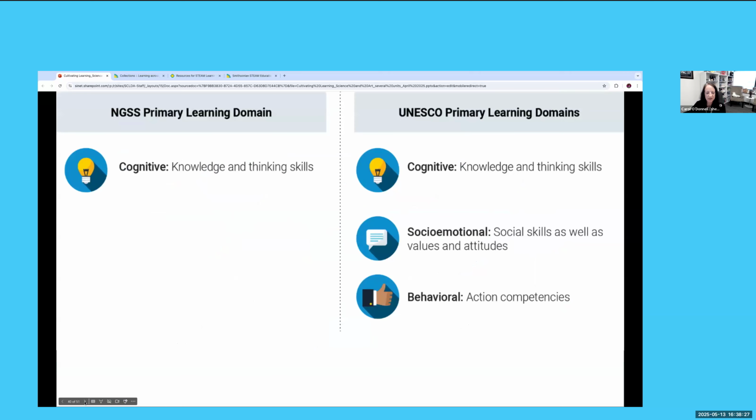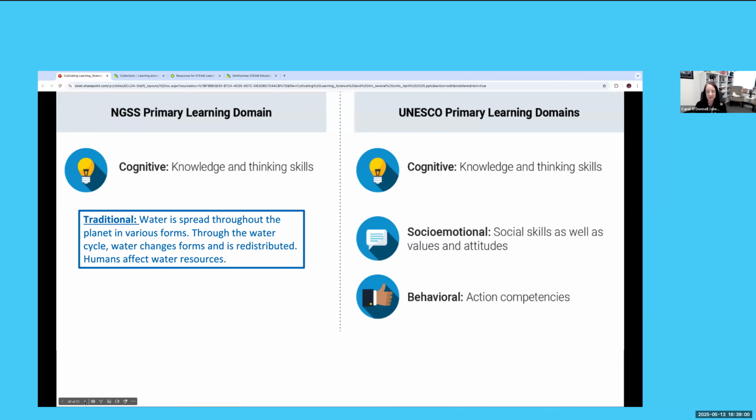So on the next slide, part of what the Smithsonian Science Education Center has done is try to understand, do we find these sustainability topics in classrooms? And if so, how are teachers teaching them? On the one side, we have a very traditional way of teaching these topics. For example, just teaching students, what is biodiversity? Can you define it? Or what is the water cycle? Can you define it? If you click one time, you'll see that's the traditional way of addressing these topics, and this is what most of our standards look like. For example, in our science standards, we'll see water is spread throughout the planet in various forms. Through the water cycle, water changes forms and is redistributed. Humans affect water resources.